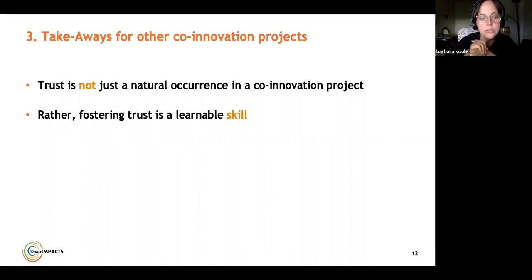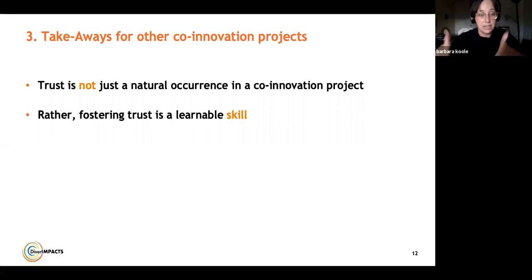At least one clear conclusion from the work in the past years with all three case studies is that trust is not just a natural occurrence in a co-innovation project. It's not the case that trust is either there or not there and you cannot help it as a project leader. Rather, fostering trust is a learnable skill. This does not mean that you can always establish trust or that it's easy. However, it is something that is influenceable, as I demonstrated with this analysis, the interventions that we did and the effect that it actually had.